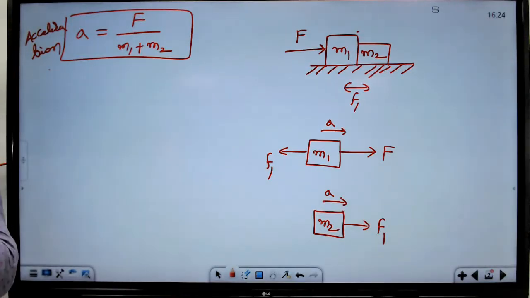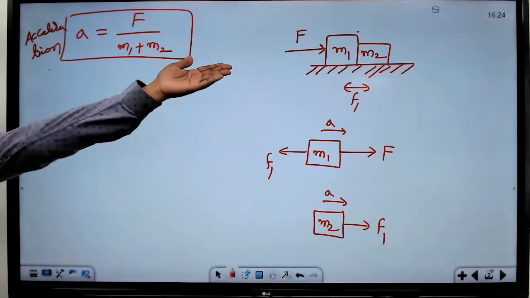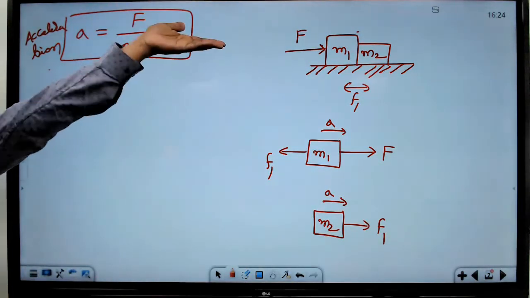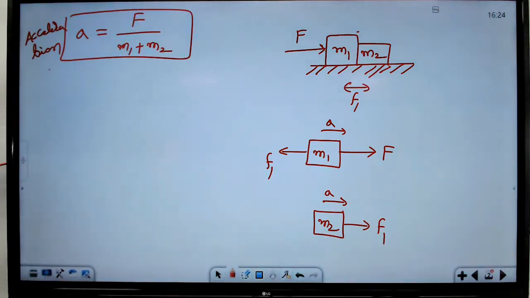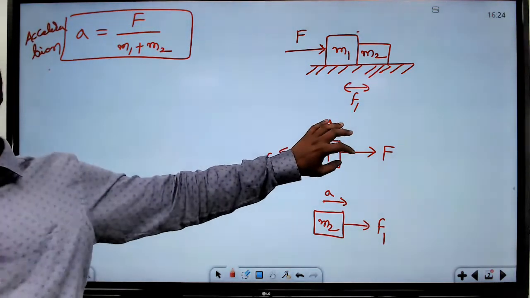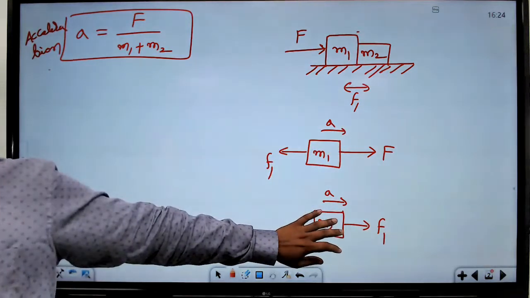Acceleration basic formula: net force by total mass. There is only one force acting on that one. So F, total mass is M1 plus M2. Next here, write down the equation, Newton's second law equation for this one.